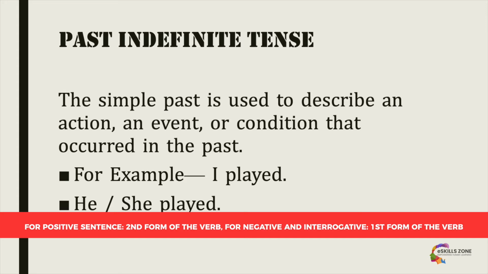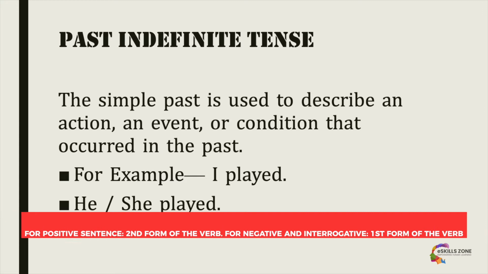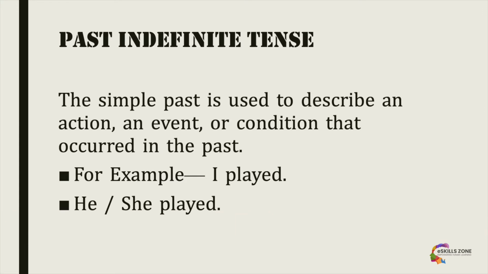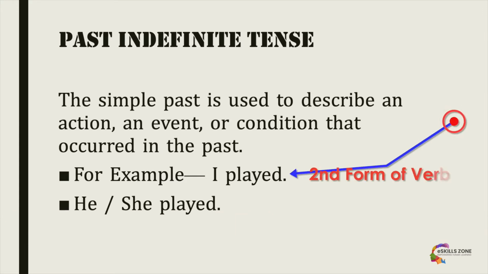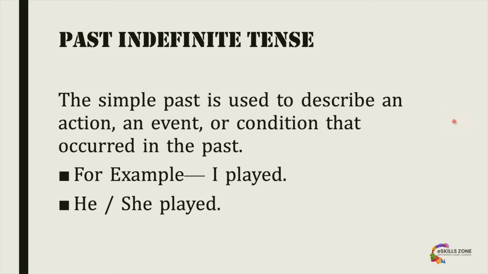So as I gave you some examples, let's review them again. I played. What I did in this, I used the second form of the verb. The first form of the verb was play, second was played, and the third form was played. Since we are using past indefinite tense, we will use the second form of the verb in the positive sentence.